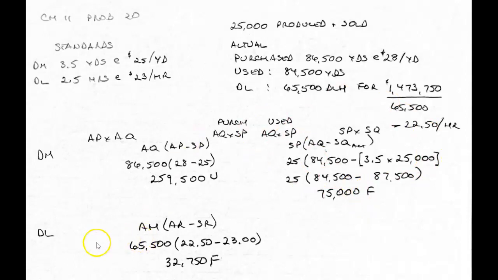Okay. And then for direct labor, I've got my actual hours times the difference in rate. My actual hours are 65,500. I calculated the rate here. I took the total amount that they gave us, 1,473,750 divided by 65.5. So that gives us 22.50 as the actual rate. So 22.50 is what we paid. $23 per hour was the standard, so this would be a favorable variance. And that gives us 32,750. Okay.